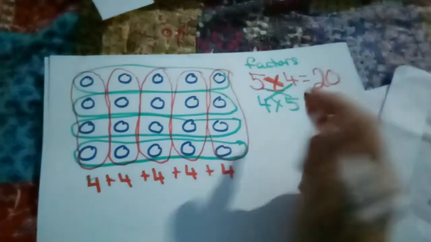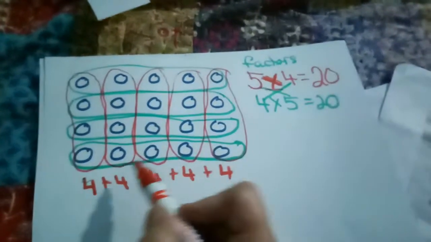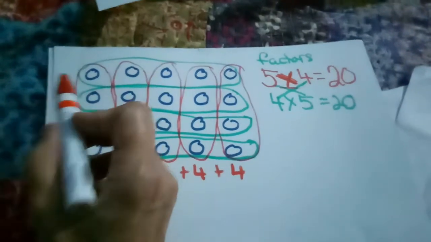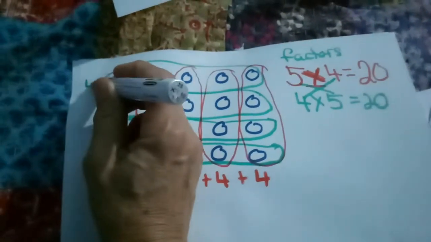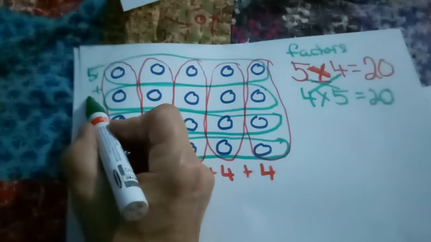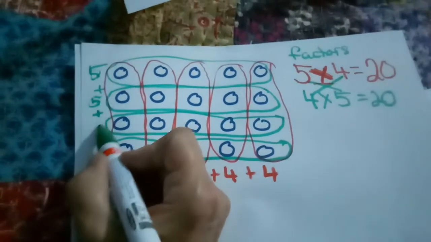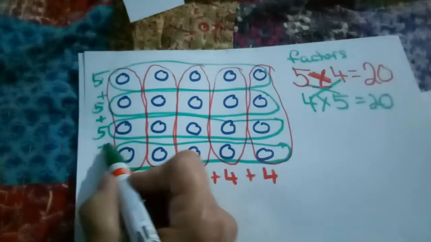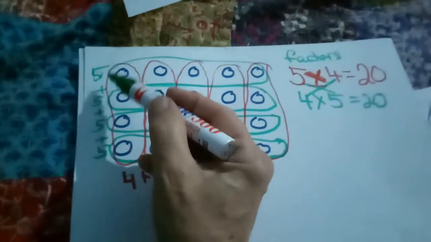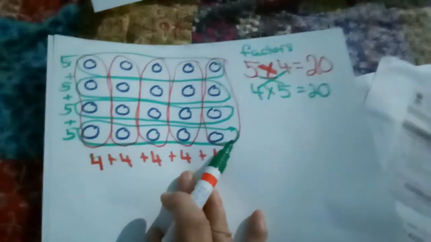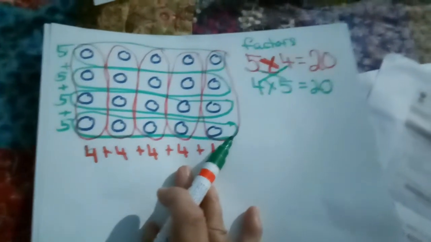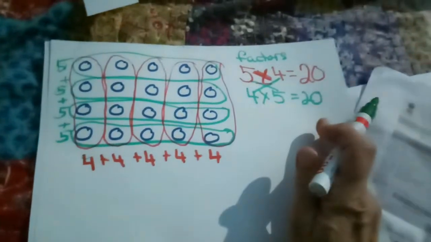Or here, when we did these ones, we added, get my green pen, we went 5 plus 5 plus 5 plus 5. How many times did we add it? 1, 2, 3, 4. Okay, so that's multiplication. Multiplication means repeated addition. It means it keeps getting bigger.